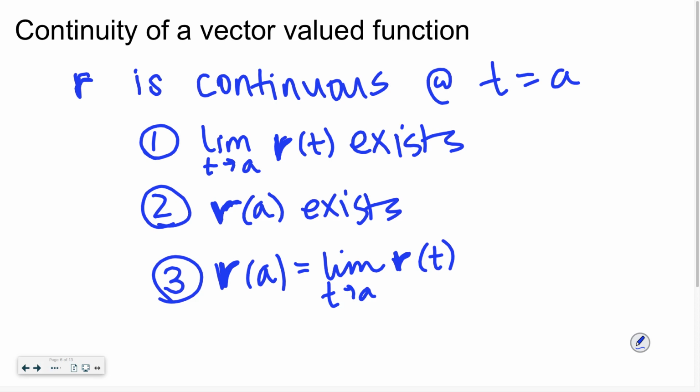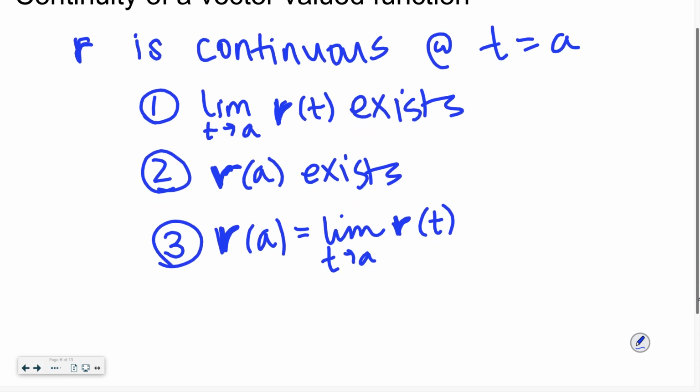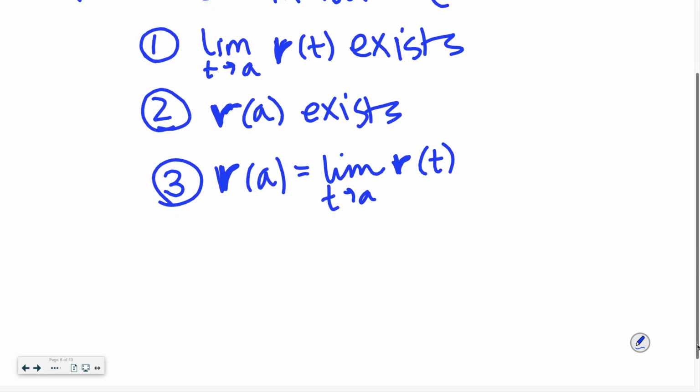One thing that is bothering me, at the start of this, you said p of t equals f of t i plus g of t j, and now you're using r's and t's. Oh, we can name them anything we want. I know, it's just kind of bothering me that you started with p and now you're working with r.